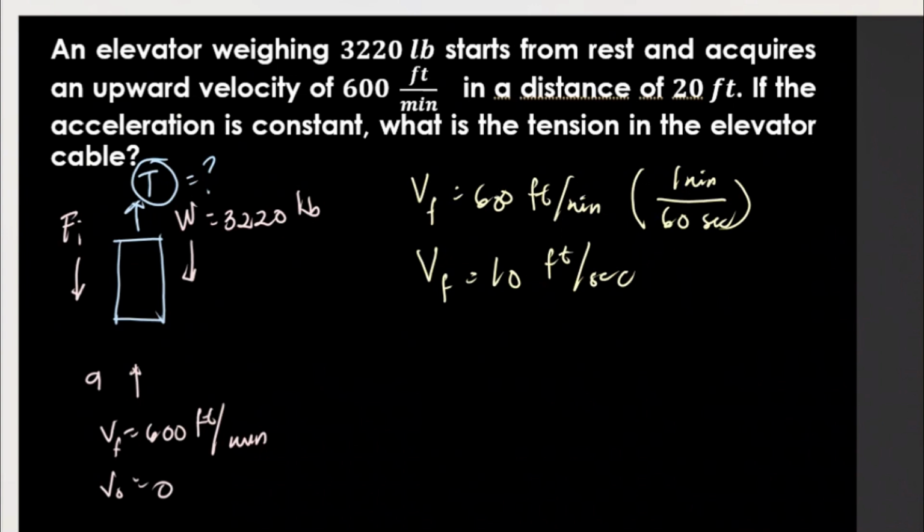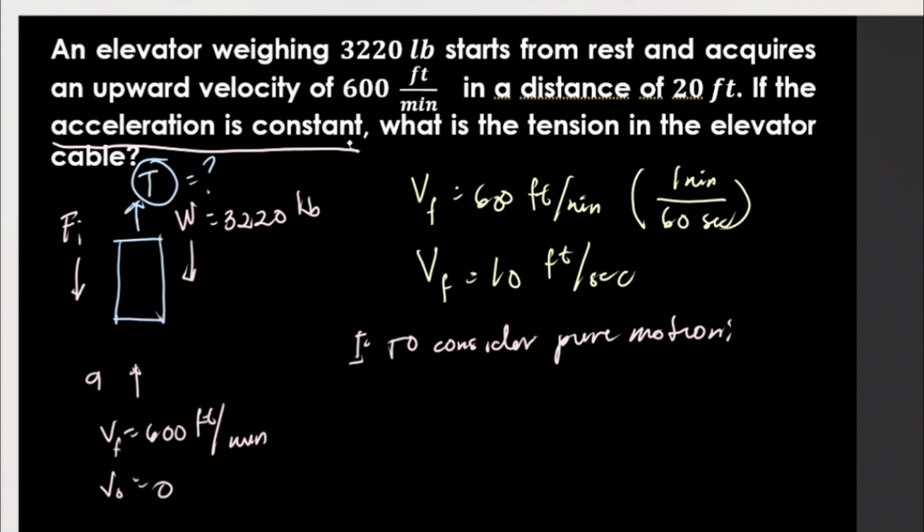The first part of our solution is to consider pure motion. When we say pure motion, we use our equations, depending on whether it is constant acceleration or varying acceleration. In this case, the acceleration looks constant because it starts from rest, and it is also stated in our problem that the acceleration is constant, as you can see here.